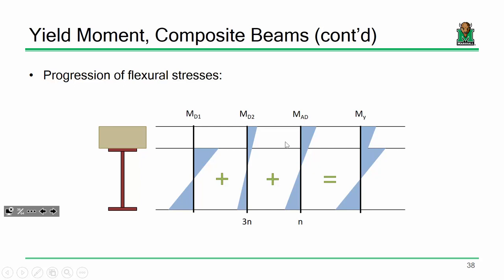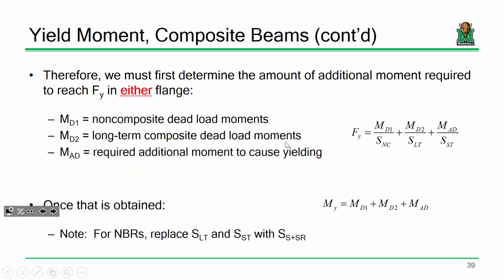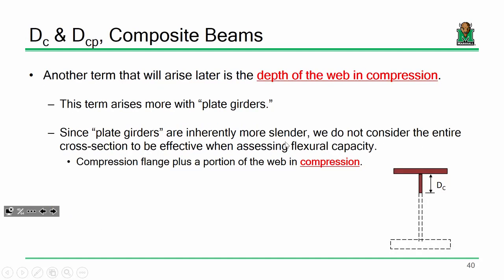So computing something like the yield moment is also not as straightforward. We have to first determine that additional moment that will cause the stresses to reach Fy, and then add those moments up to get the yield moment. And keep in mind you can have a yield moment for the top flange and for the bottom flange. And that's where we ended off last time, right? I think we might have briefly mentioned this.